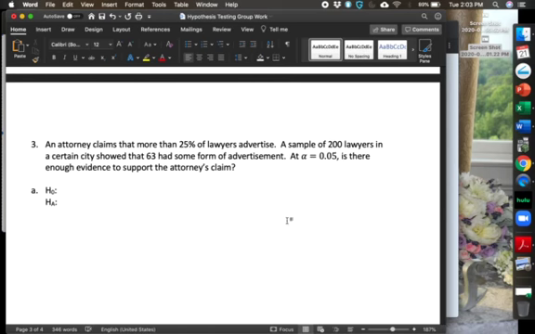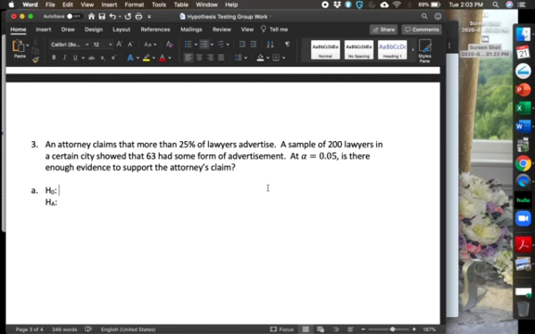An attorney claims that more than 25% of lawyers advertise. If we took a sample of 200 lawyers and found that 63 of them had some form of advertisement, at a level of significance of 0.05, is there enough evidence to support this attorney's claim?